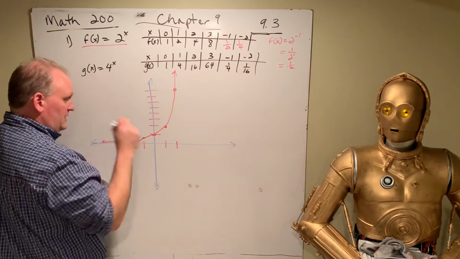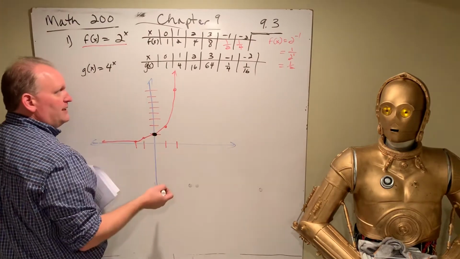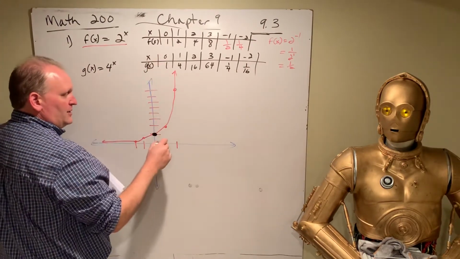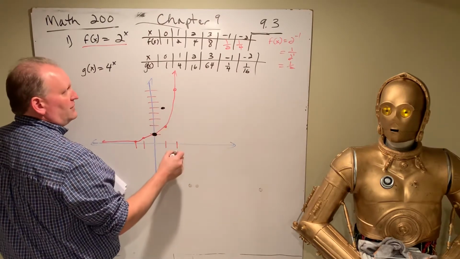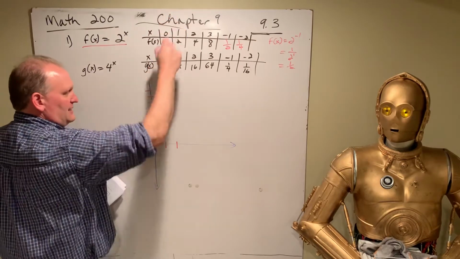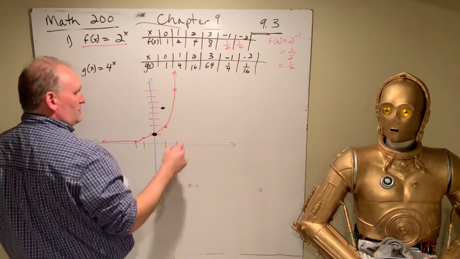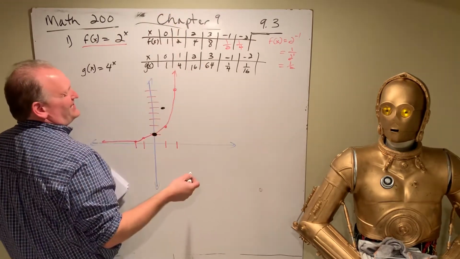So let's look at how these go. They have that common point, (0, 1). But then at 1, it's already up to 4. At 2, it's already off the chart. It's way up here, at like 16. And 3 is way off the chart. It's at 64.